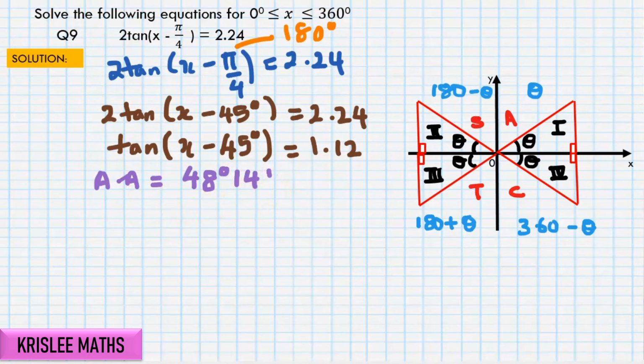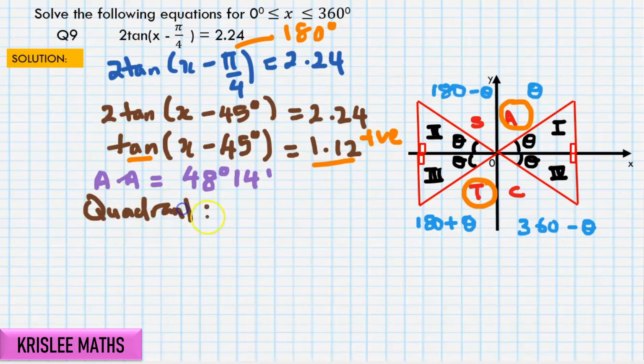Now if you check the value here, it is a positive value. So tangent positive will be in the first quadrant and third quadrant. So the quadrants involved in this question will be quadrant 1 and quadrant 3. In the first quadrant it is theta, in the third quadrant it is 180 plus theta.